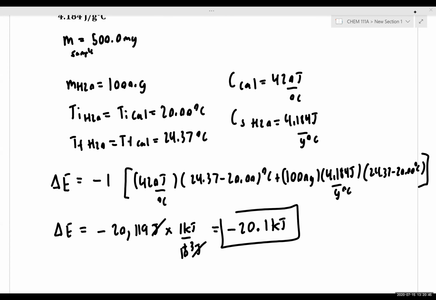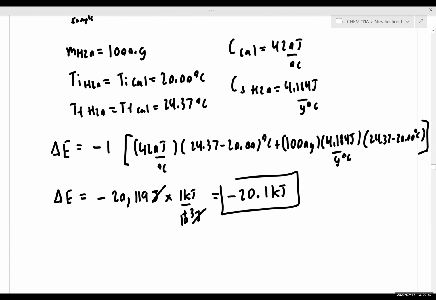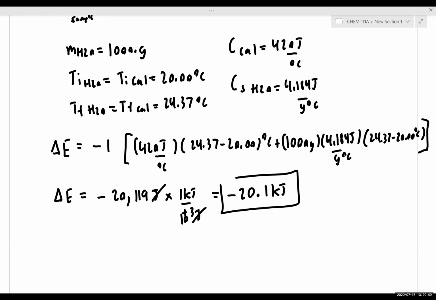Does this example make sense to everyone so far? It's just kilojoules, yep. The degrees Celsius have canceled out. Energy has units of joules or kilojoules. Any other questions on this example?